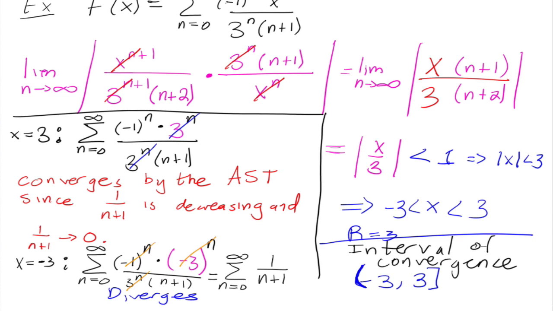So you can do any of the comparison tests or whatever you want, the integral test, or pick your favorite. Pretty much any one of them would work. And so then you can write down your interval of convergence. Yeah?